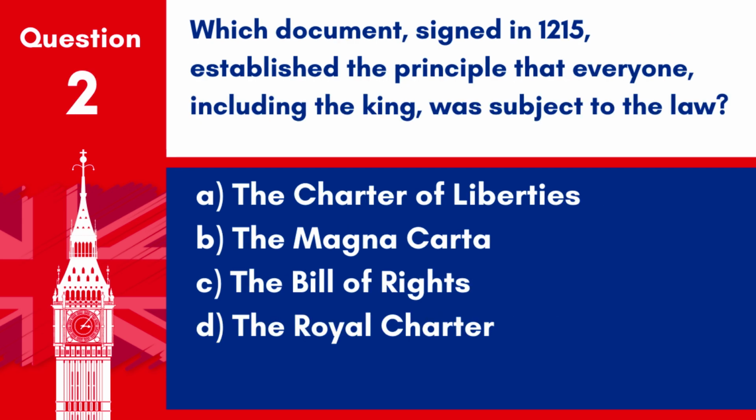Question 2. Which document, signed in 1215, established the principle that everyone, including the king, was subject to the law? A. The Charter of Liberties. B. The Magna Carta. C. The Bill of Rights. D. The Royal Charter.